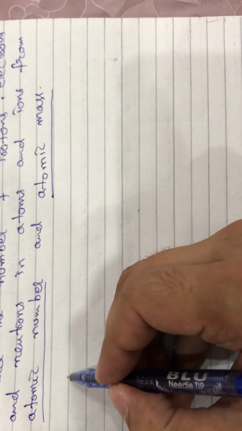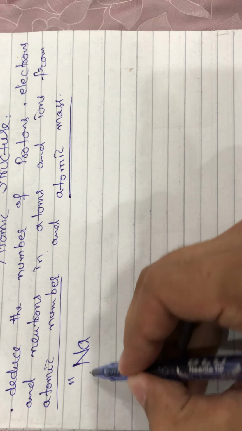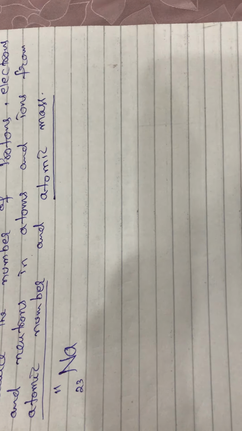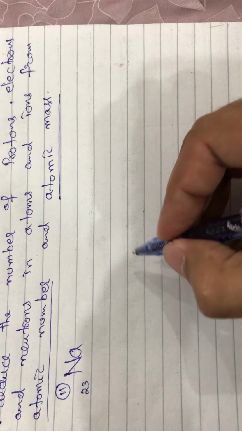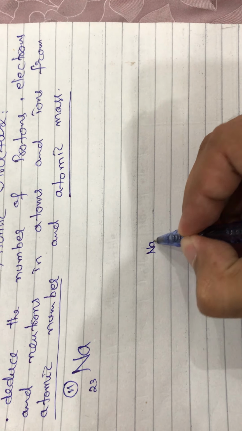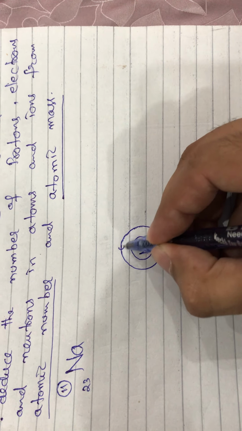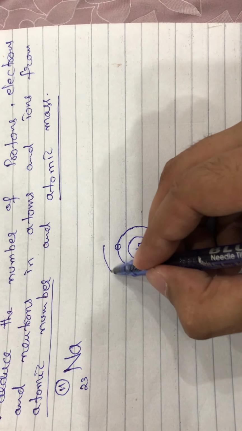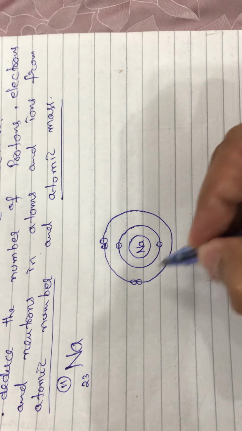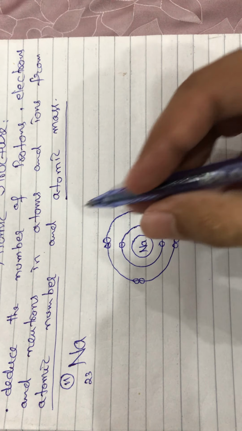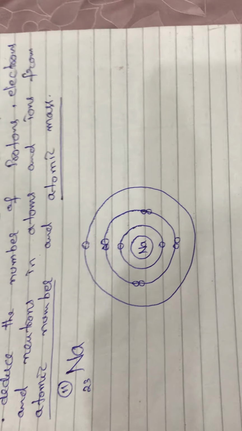Like if we have an element sodium and its atomic number is 11 and atomic mass is 23. If we are going to draw its electronic structure, sodium, its nucleus, and in its first shell we have how many electrons? 2 electrons. In its second shell we have how many electrons? 8 electrons. And in its third shell we have how many electrons? 1 electron.